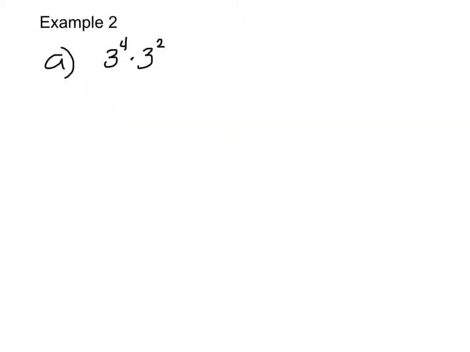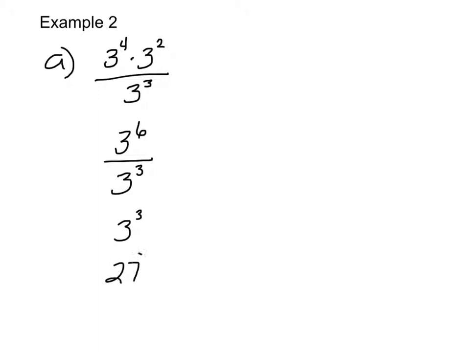So example number 2, 3 to the 4th power times 3 squared divided by 3 to the 3rd. Step 1, we're going to do the numerator. 3 to the 4th times 3 to the 2nd would give me 3 to the 6th divided by 3 to the 3rd, so I subtract them. That gives me 3 to the 3rd power, and 3 to the 3rd power gives me 27.